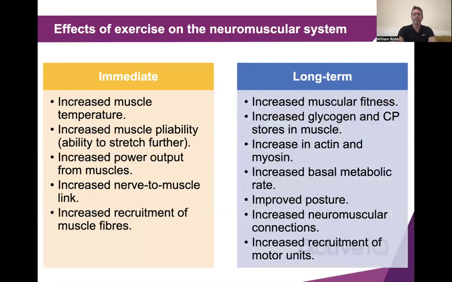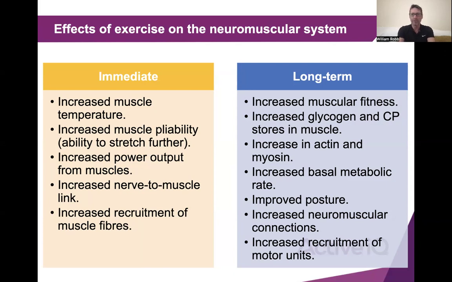Okay, so let's look now at the effects of exercise on the neuromuscular system. When you start exercising your muscles, immediately you're going to get increased temperature to the muscle. You're going to get increased muscle pliability, so the muscle will be able to stretch and return to its normal position. You're going to get increased power output to the muscles. You're going to get increased nerve to muscle speed, so the messages from here to the muscles are going to get faster. And you're going to get increased recruitment of the muscle fibers that you need in order to do your workout.